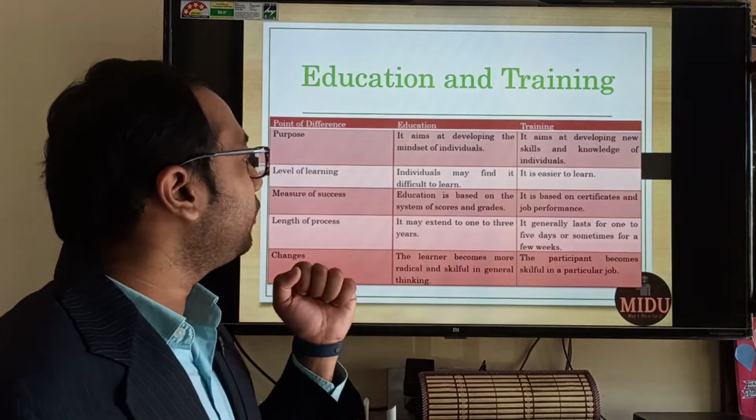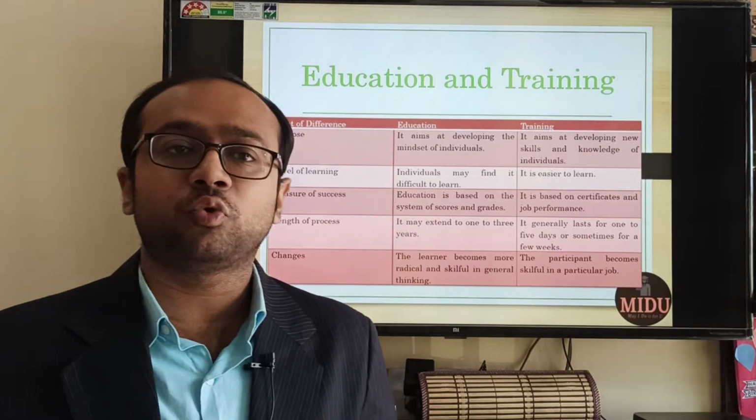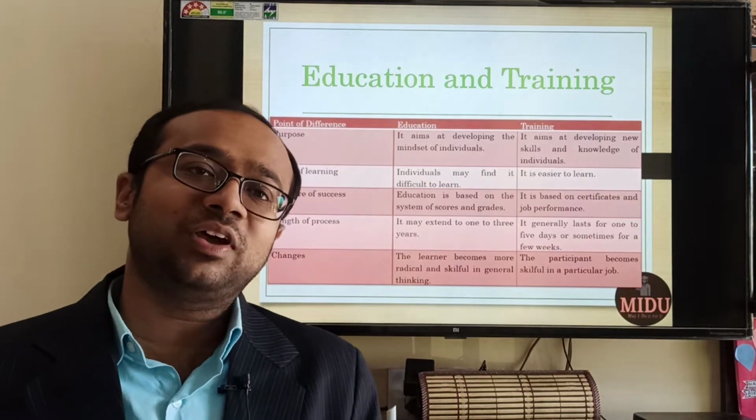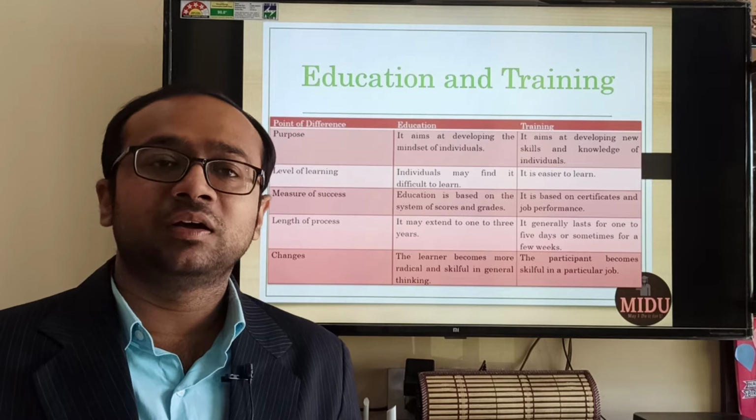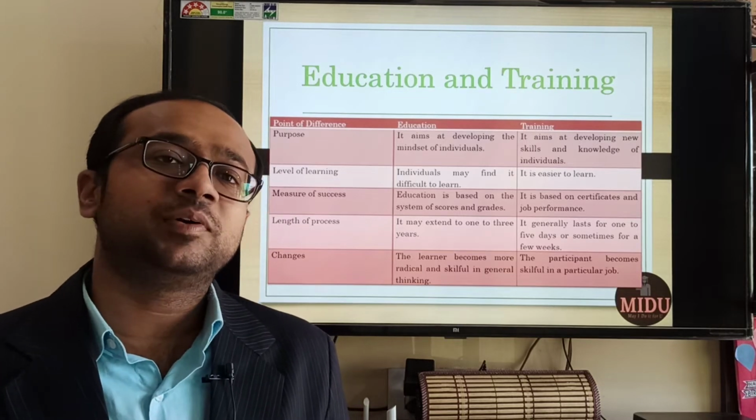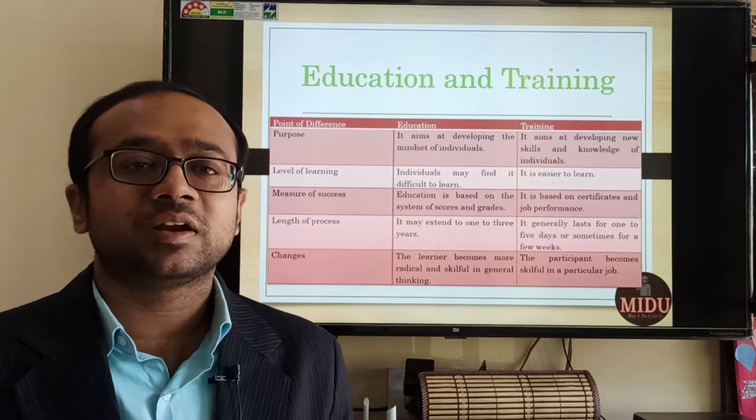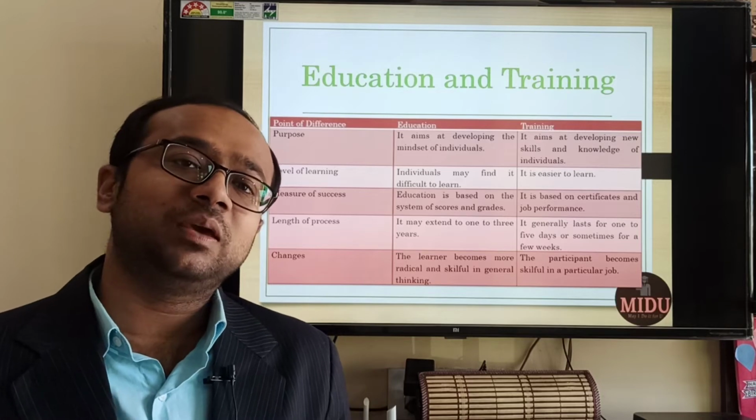Now what is the measure of success? Education is based on a system of scores and grades. As we remember from our childhood, in schools we used to get a percentage in class, 90%, 95%, or in subjects they were grades A plus, A, B plus, B.